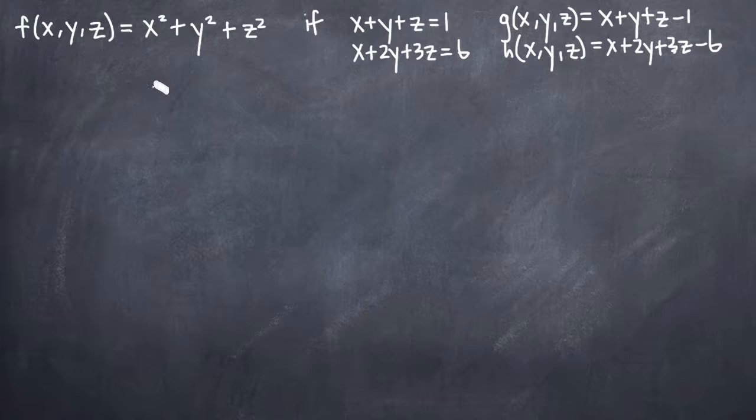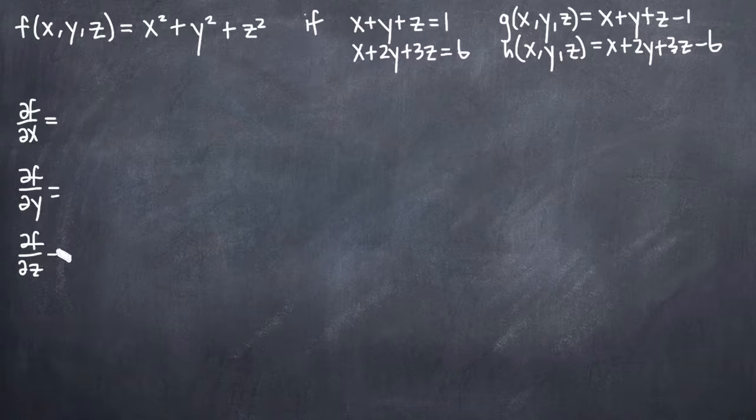Now our second step is going to be to take partial derivatives with respect to all three variables of all of our functions. So our original function f of x, y, z and our two constraint equations. So what we'll do is we'll get ourselves a little table going. We'll say the partial derivative of f with respect to x, the partial derivative of f with respect to y, and the partial derivative of f with respect to z.